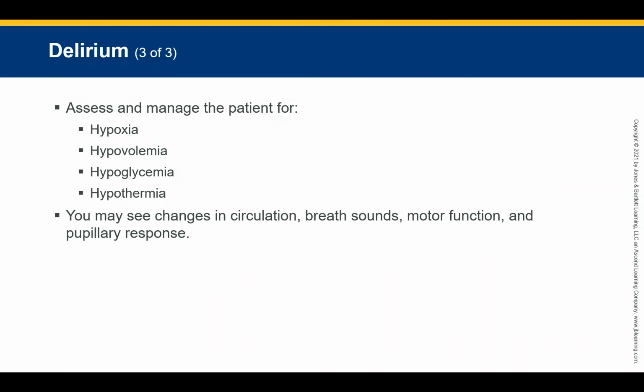So assess and manage for treatment. We can treat those four things right there. We can treat the hypoxia, hypovolemia, hypoglycemia, and hypothermia. We can do stuff about those in the back of the truck. You may see changes in circulation, breathing, breath sounds, motor functions, and eye functions. So we can fix those, and those are some of the signs and symptoms. Recognizing those early signs can help us treat patients and try to make them better.